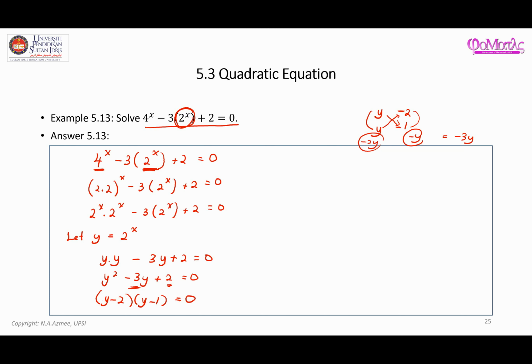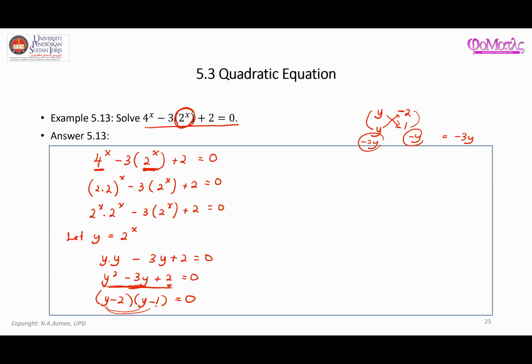So of course, if you're not confident with it, you can always check. How do we check this? We make sure that when you expand it, it looks exactly like this: y squared minus 3y plus 2. So y times y is y squared. Y times negative 1 is negative y, negative 2 times y is negative 2y. So you add these two terms, you get negative 3y, and negative 2 times negative 1, you will get positive 2. So there you go.